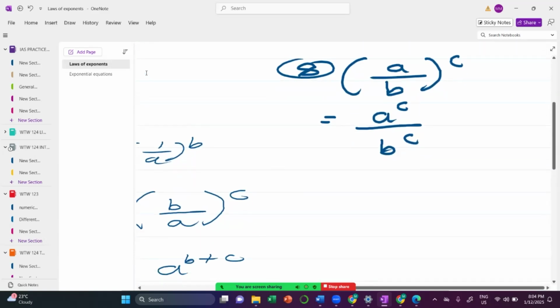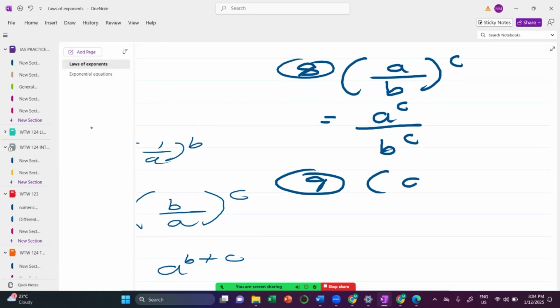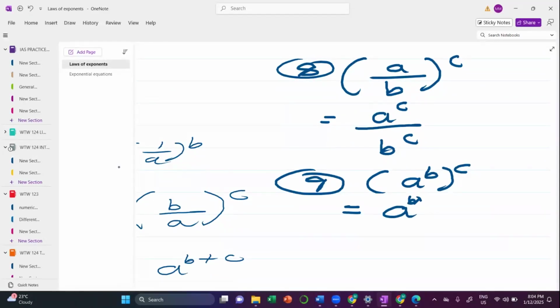So now let me go to number 9. Number 9 is something that you guys are a bit familiar with. Let's say I have A to the exponent of B. I'm raising this all to the exponent of C. A law says I'm going to simply go to the furthest exponent. So I'm still going to keep my base of A, and my new exponent is going to be B multiplied by, let me erase there.